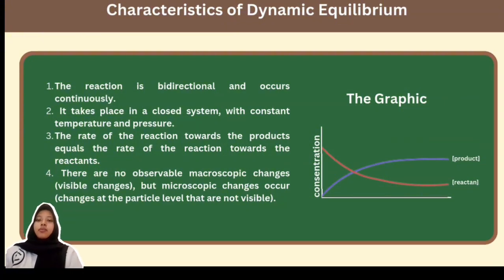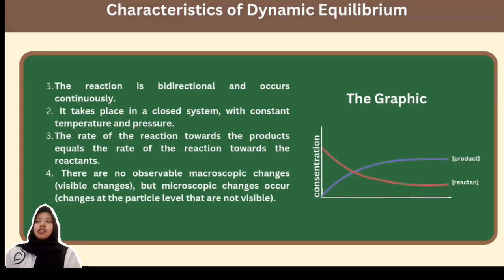Okay, let's talk about the characteristics of dynamic equilibrium. The first one is that the reaction is bidirectional and occurs continuously. Number two, it takes place in a closed system with constant temperature and pressure. Number three is that the rate of the reaction toward the product equals the rate of the reaction toward the reactant. Number four is that there are no observable macroscopic or visible changes, but microscopic changes occur at the particle level that are not visible.